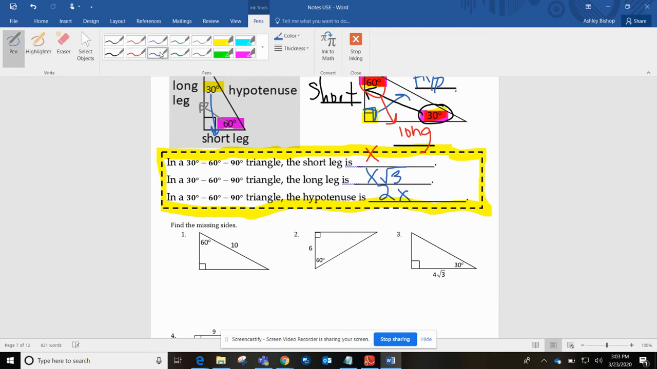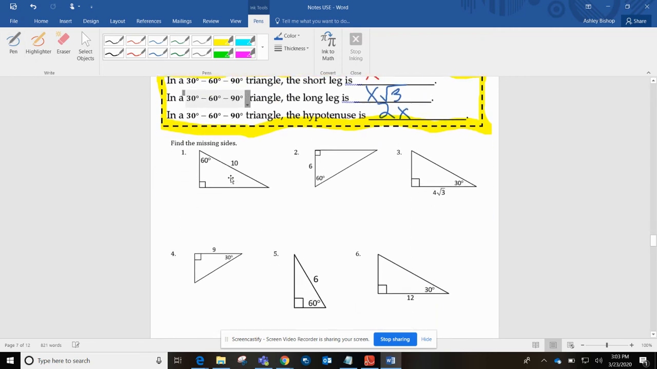So first things first, I just want to get you guys used to labeling these triangles. Labeling the triangles is the most important part. First, you want to fill in the missing piece. So let's fill in the missing angle. We are going to fill this in.